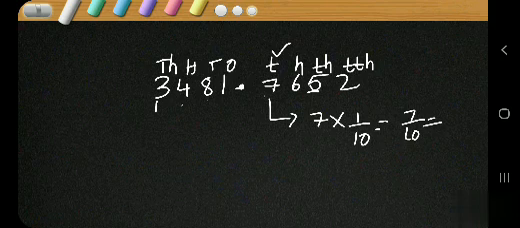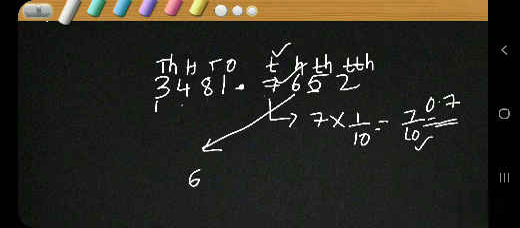How many decimal places will be there in the answer? Yes, only one decimal place. Why? In 10, there is only one 0. So in the answer, there will be only one decimal place. So the answer is 0.7, isn't it? This is the place value of this 7. Now let's discuss the place value of 6. 6 is in which place?